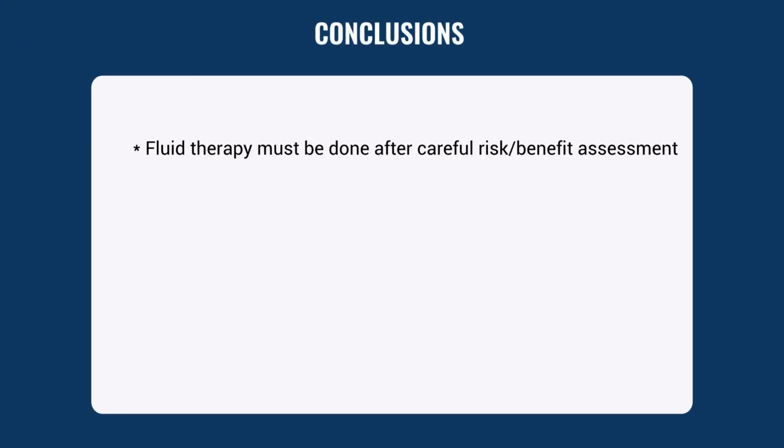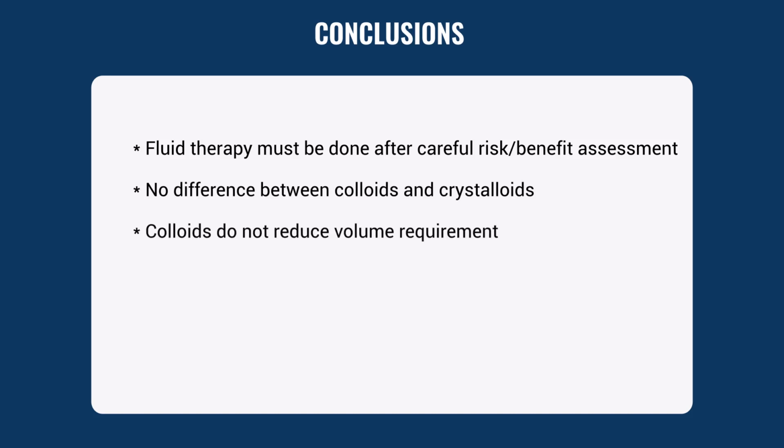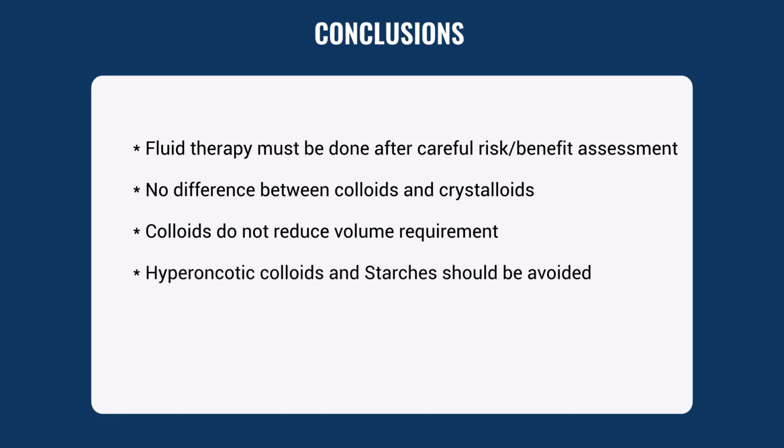Conclusions. Fluid therapy must be done after careful risk-benefit assessment, not once, not twice. Every single time you do, you have to be very careful about whether to give fluids or not. No major differences between the colloids and crystalloids. As we thought, colloids do not reduce the volume requirement substantially, so crystalloids do a very decent job and we can stick with crystalloids. Avoid hyperoncotic colloids, predominantly 20% albumin. Avoid starches because there is a high incidence of acute kidney injury and renal replacement therapy.